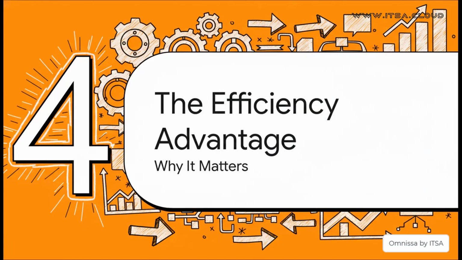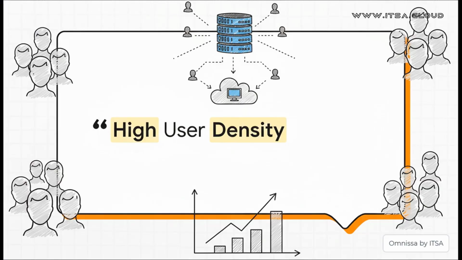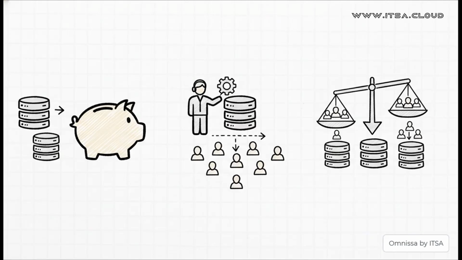So this brings us to the really big question. Why would you choose this model? What's the big deal? Well, it all boils down to one powerful word: efficiency. The entire value proposition, the whole reason this technology exists, comes down to these three words: high user density. Because you have many users sharing the resources of a single server OS, you can support way more people with much less hardware.